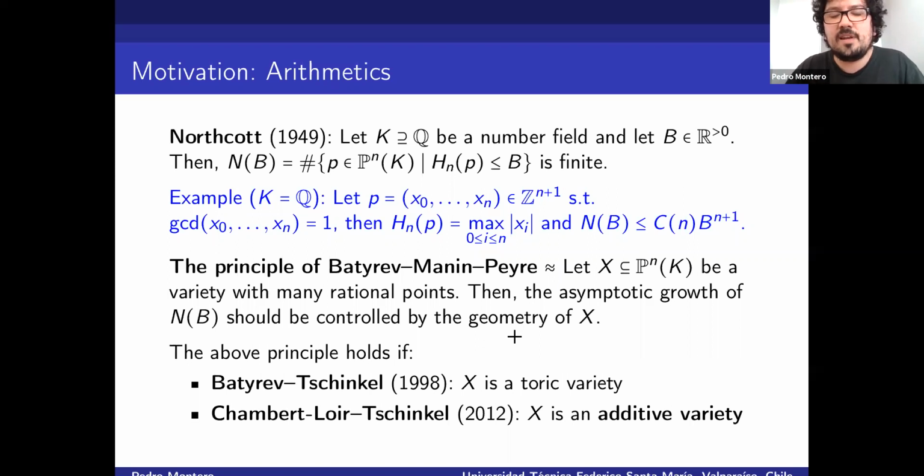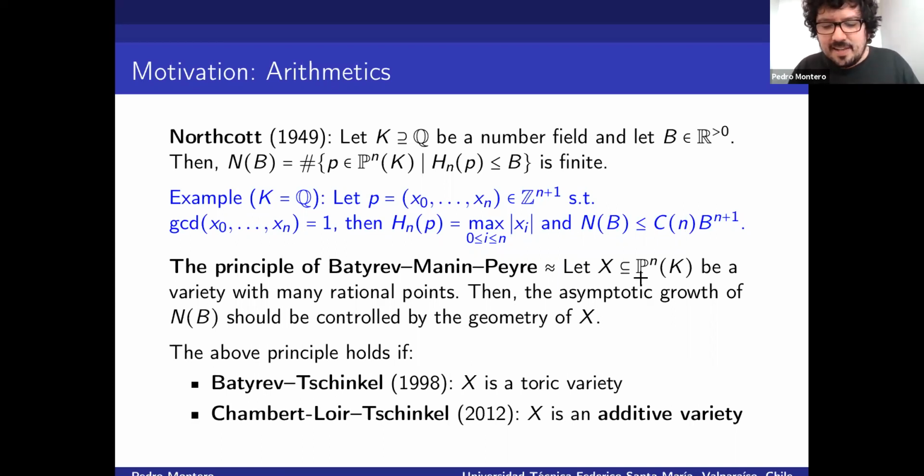Let me just give a quick example. If you're over Q, the field of rational numbers, then you have homogeneous coordinates. You can, of course, clear the denominators and suppose that your coordinates are integers. And then you can also divide by the greatest common divisor, and you can suppose that all your coordinates are relatively prime. In that case, the height measures more or less the complexity of the coordinates. So it's defined to be the maximum of the absolute values. And then you can count, and you can convince yourself that this cardinal is bounded by some constant, which is explicit, but I won't tell you what it is, times B to the power n plus 1.